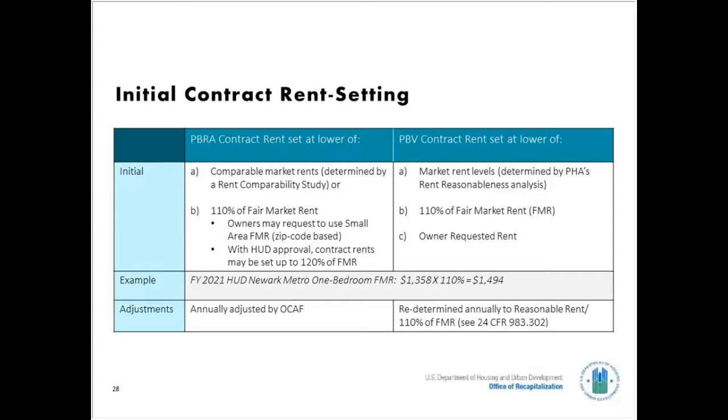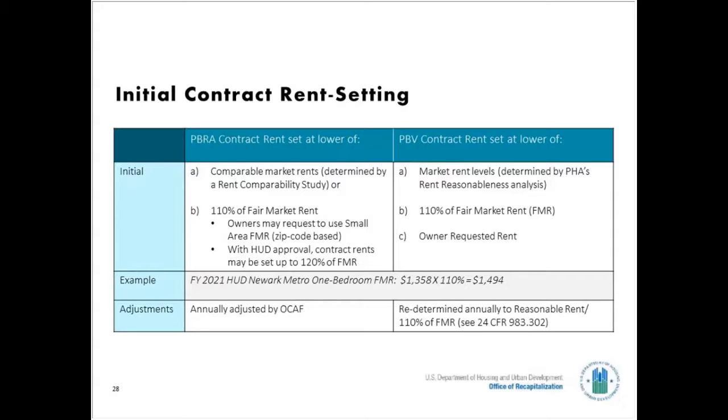So, I'm just going to repeat that. For PBRA contract rent setting, you're going to have your rent set at the lesser of market rents as determined by an RCS, rent comparability study, or 110% of fair market rent, or you may be able to go as high as 120% of fair market rent if one of the following is true: 30% or less is poverty-stricken, 51% or more of the households in the zip code are rent burdened, or there are revitalization efforts in the area.